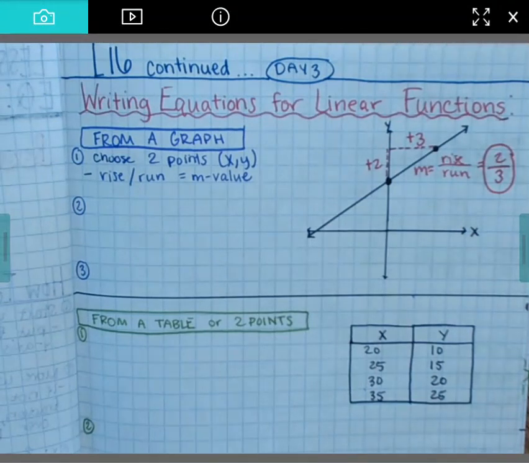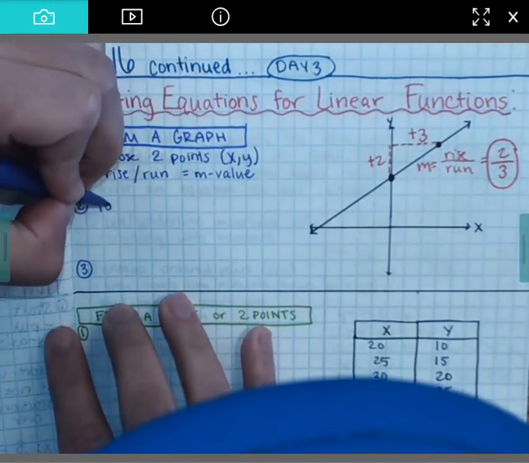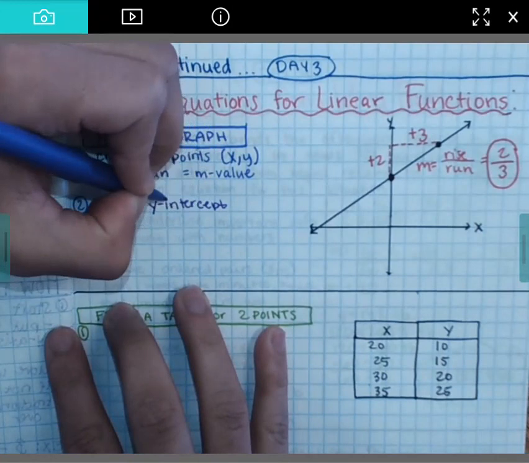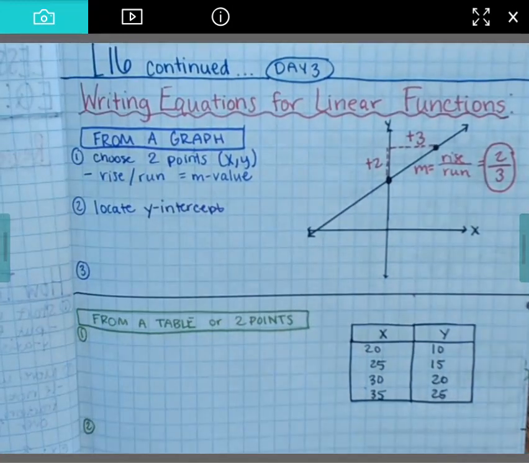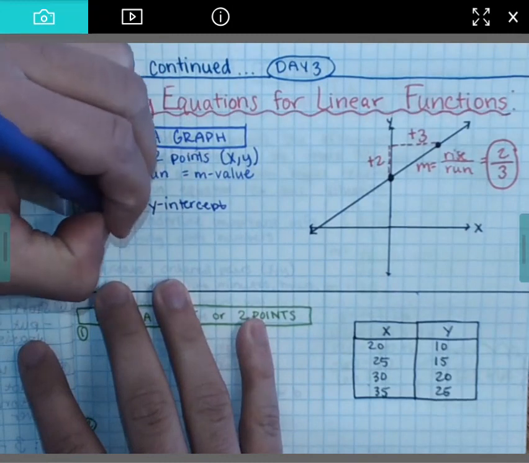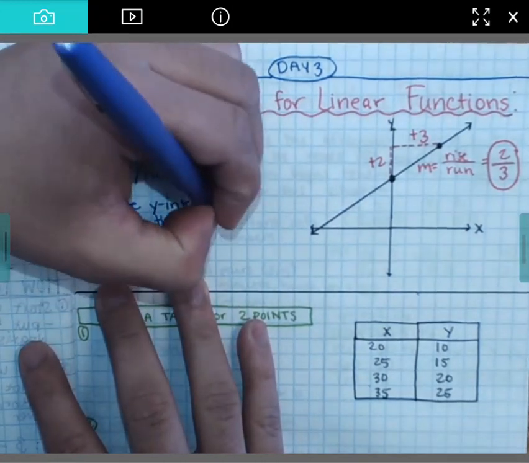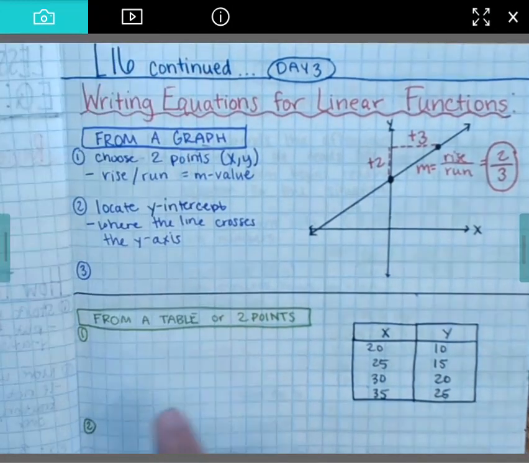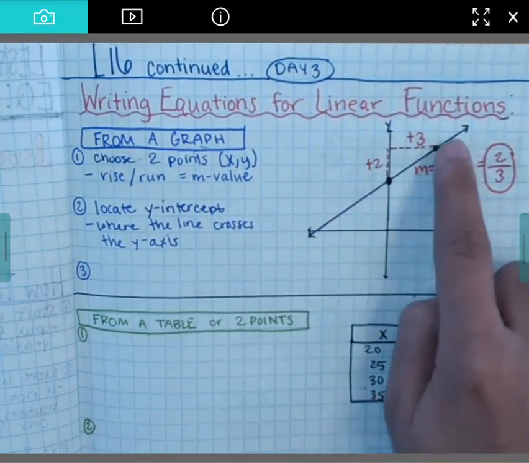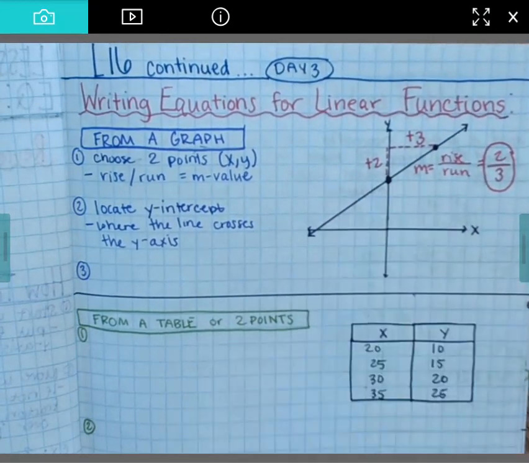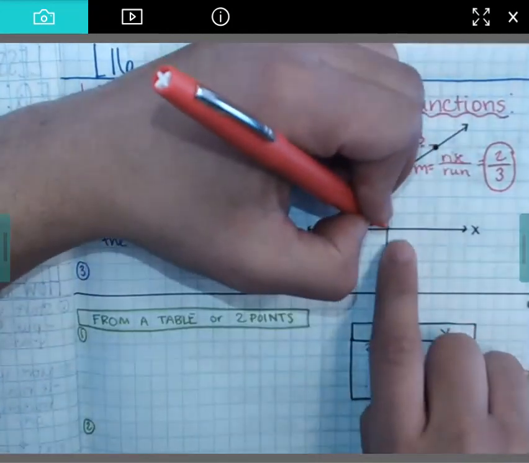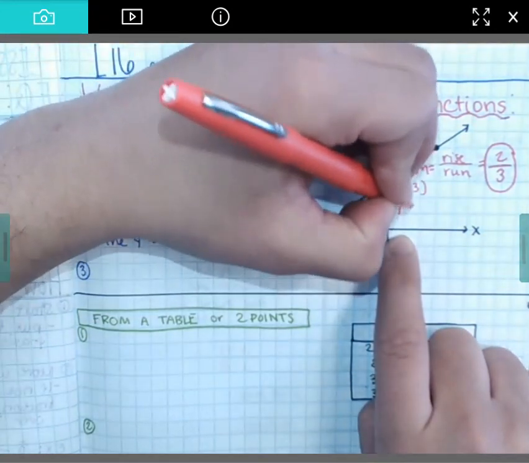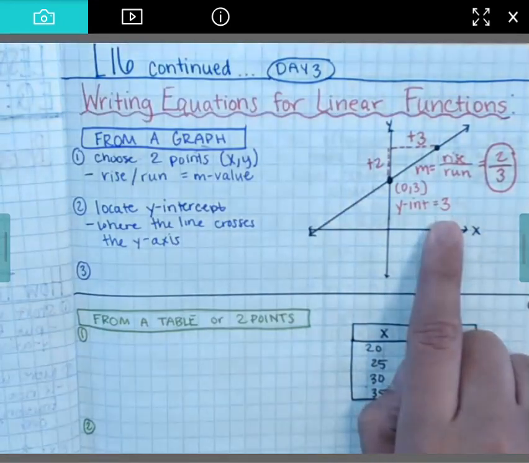Calculate our slope. The second step we need to do is locate our y-intercept. Okay, so our y-intercept is where the line crosses the y-axis. So if we go back to our graph, we see this line. It's crossing right here on our y-axis. So we're going to figure out that ordered pair. It's 0, up 1, 2, 3. 0, 3. So that means our y-intercept is 3.